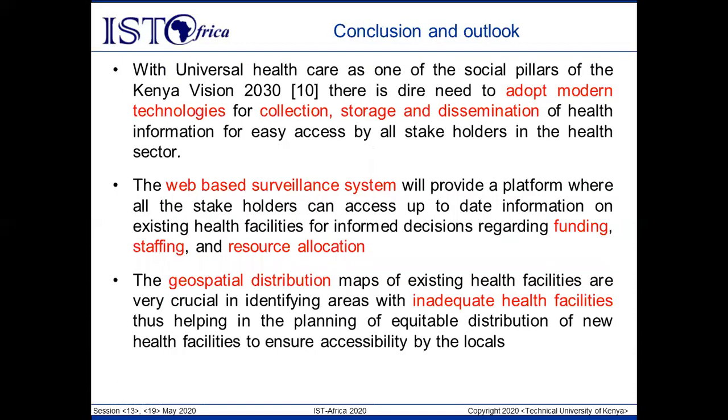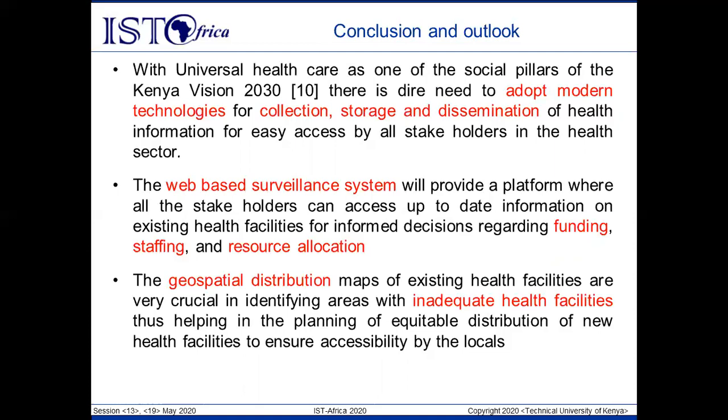Then with those analyses, we come to the conclusion and outlook. With universal healthcare as one of the social pillars of the Kenya Vision 2030, there is a need to adopt modern technologies for collecting, storage, and dissemination of health information for easy access by all the stakeholders in the health sector. The web-based surveillance system will provide a platform where all the stakeholders can access up-to-date information on existing facilities for informed decision-making regarding funding, staffing, and resource allocation.